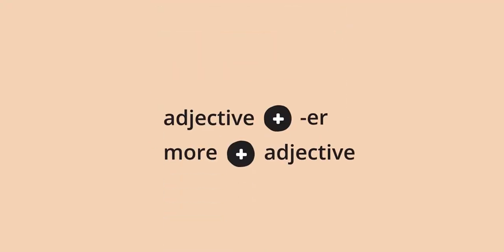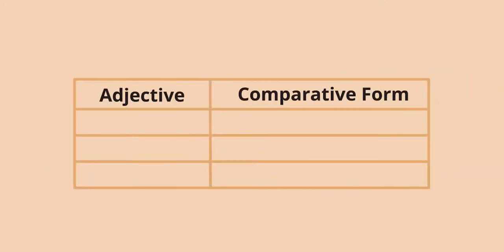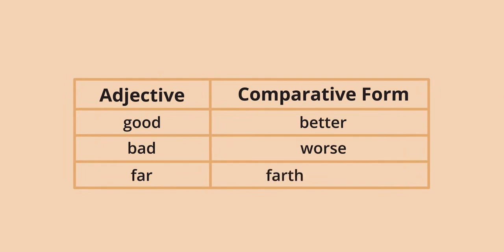Some comparative adjectives in English don't follow the usual rules. For example, the adjective good becomes better in the comparative form. Bad becomes worse, and far becomes farther or further.